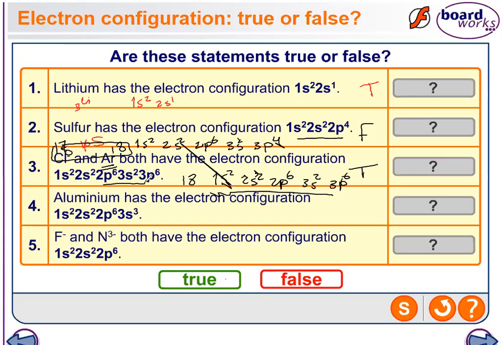Good. Okay. So aluminum, Al, atomic number 13. Who can make the electron configuration of aluminum, guys? I need someone to make the electron configuration of aluminum.